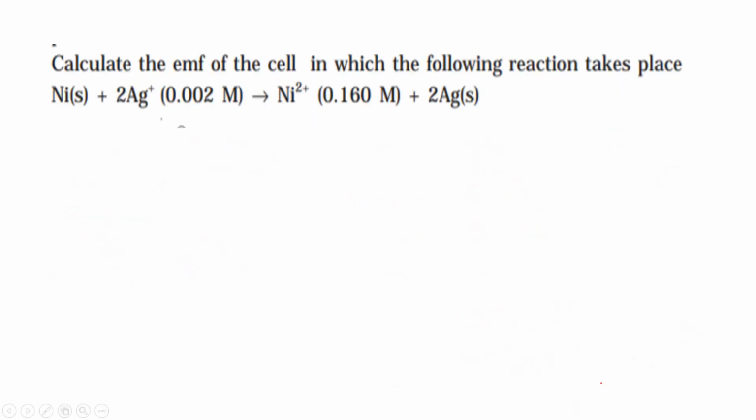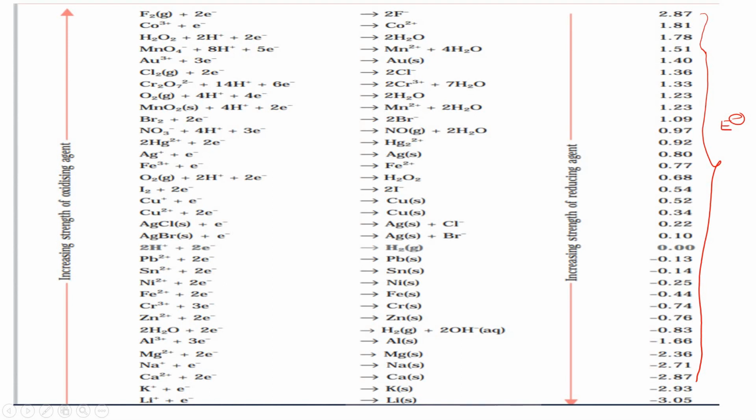In this way we can do n number of problems. Here also concentration is given, isn't it? Concentration is given. But reduction potential, you are going to get reduction potential of nickel plus 2 and reduction potential of Ag plus. This data you will get from the table. Where is that nickel plus 2? You search here. Iron, nickel. Here it is, nickel potential. The nickel value will be minus 0.25. Check this one here.